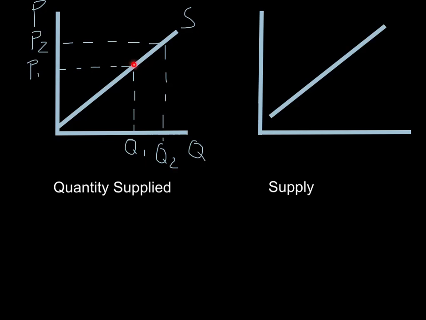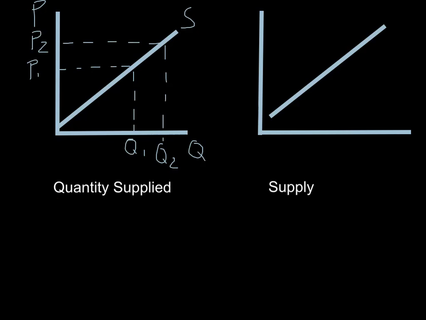We started here where the price was P1 and the quantity was Q1. When the price went up, we moved along the supply curve. The price goes up to P2, and when the price is P2, producers are willing to bring Q2 units to market. So that's a movement along the supply curve. Whenever that's the case, we say that that's a change in the quantity supplied.